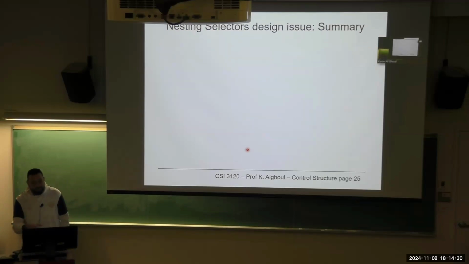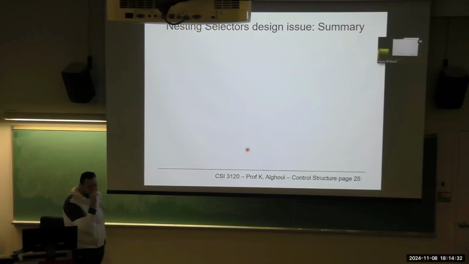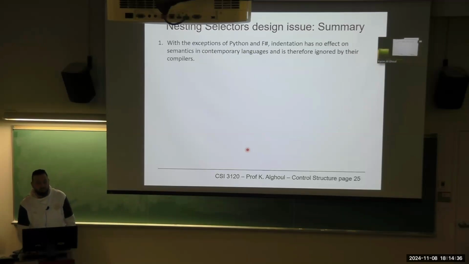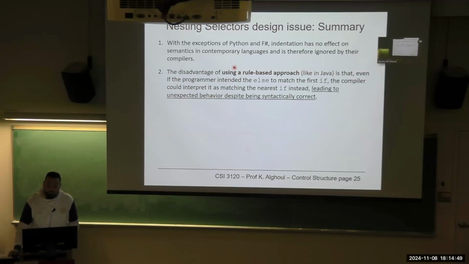So nesting selectors design issue. This is the second issue, the third issue. If I want to do a summary about this issue, what can we say? With the exceptions of Python and F#, indentation has no effect on semantics in contemporary languages and is therefore ignored by the compilers. Except for Python and F#. The disadvantage of using a rule-based approach, so we said Java uses a rule-based approach, what would be a disadvantage of this?